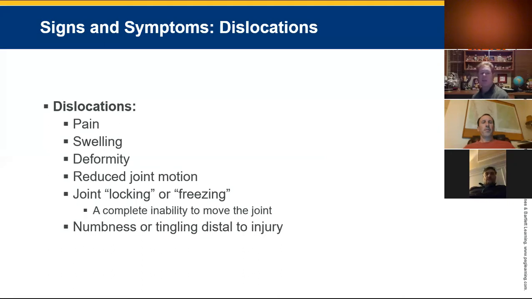Dislocations, again, pain, swelling, deformity, reduced joint motion, unable to move. So if their shoulder's in a spot and they can't move it, their knee, their elbow, something like that. You get numbing and tingling distal to the injury.